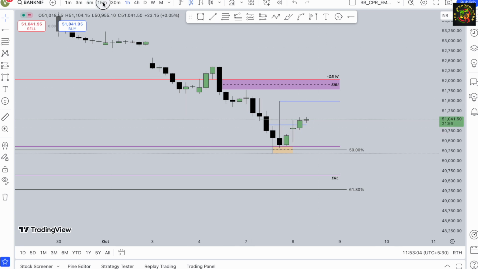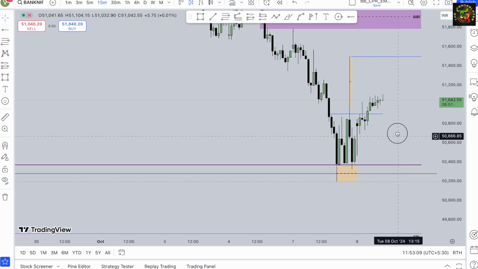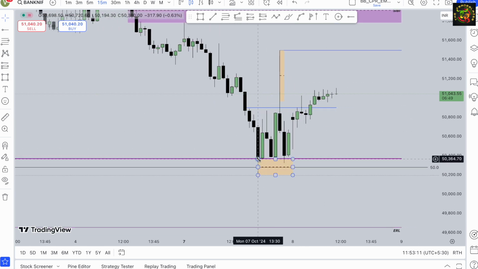If I switch to the 15 minutes time frame, you can see here price started to take support after collecting the liquidity just below this monthly and weekly low, and also this 50% zone over here. Price starts sustaining above this level. Okay, that's the first indication.